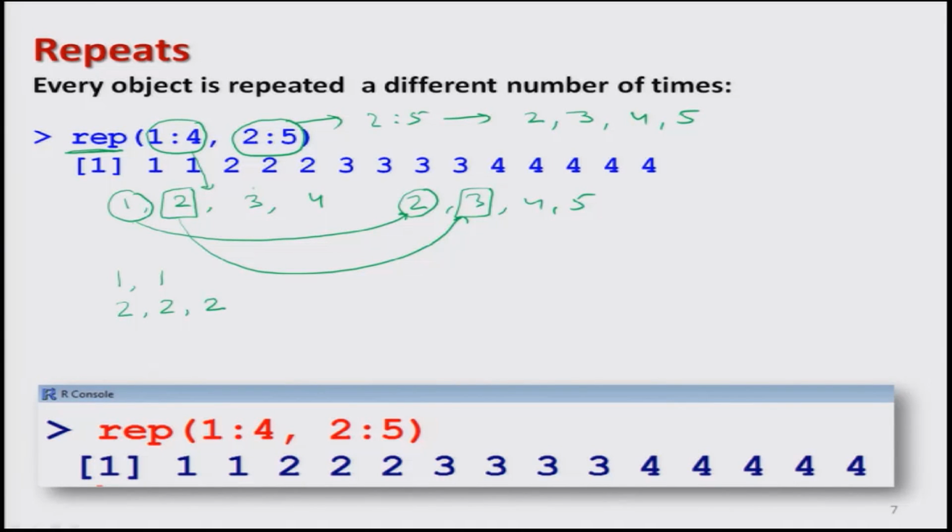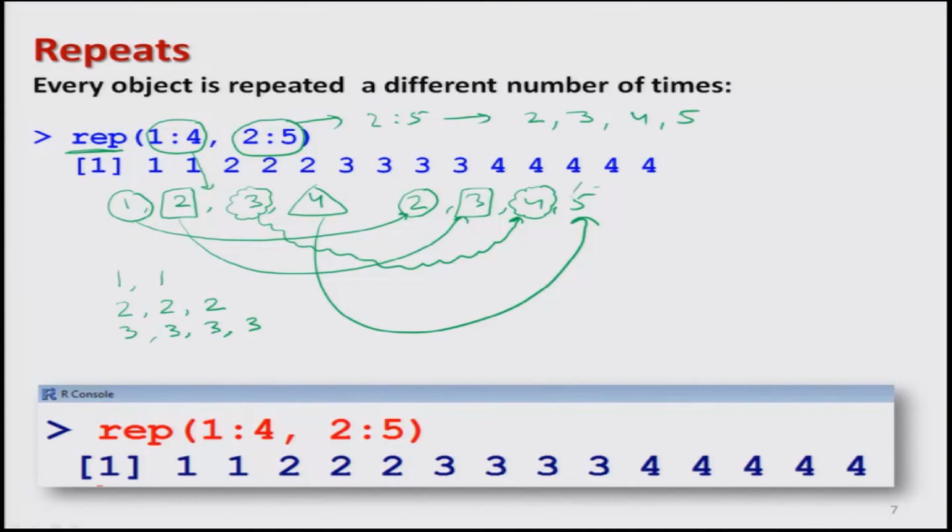Then the control comes over here to 3, and then it comes to the third place in the other vector, 2 to 5, and it observes that this value is 4. So that means 3 has to be repeated 4 times. And finally, the control comes to the value 4, and then to the fourth value in the other vector, which is 5, and this says that the value 4 has to be repeated 5 times, and we get this type of data in the outcome.